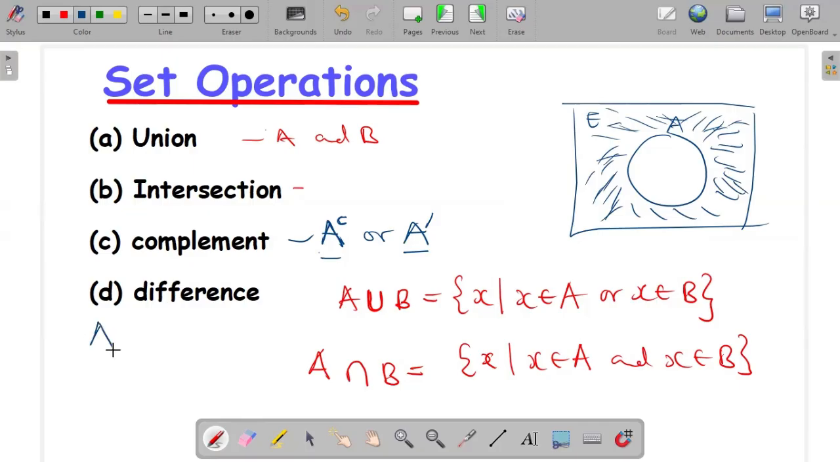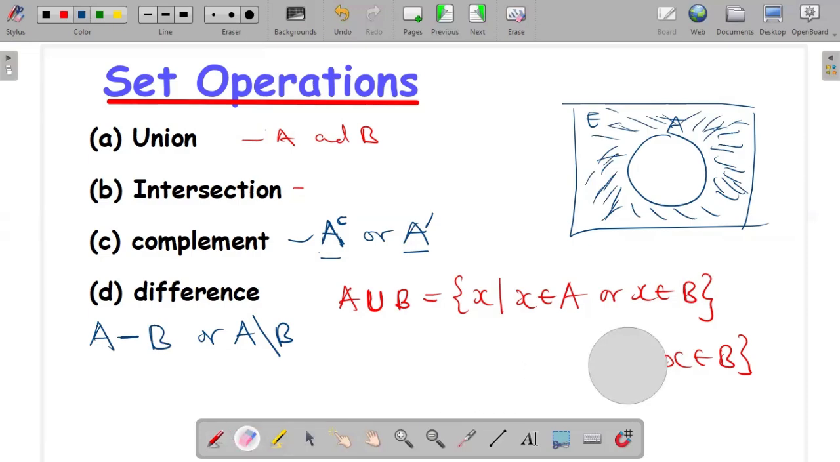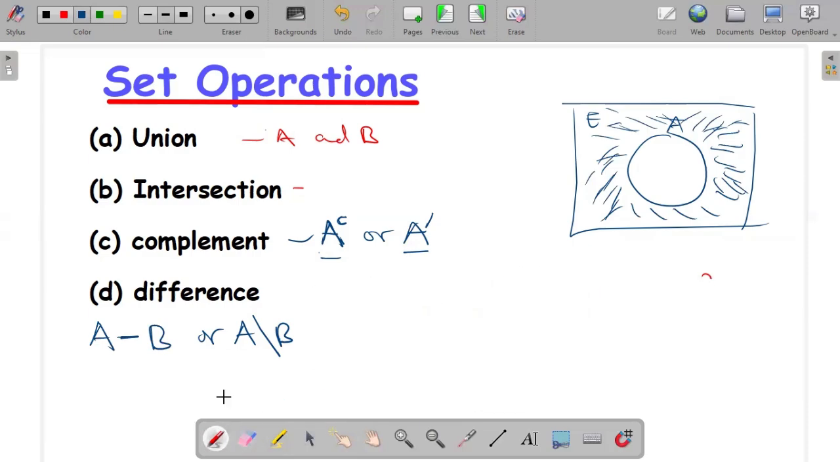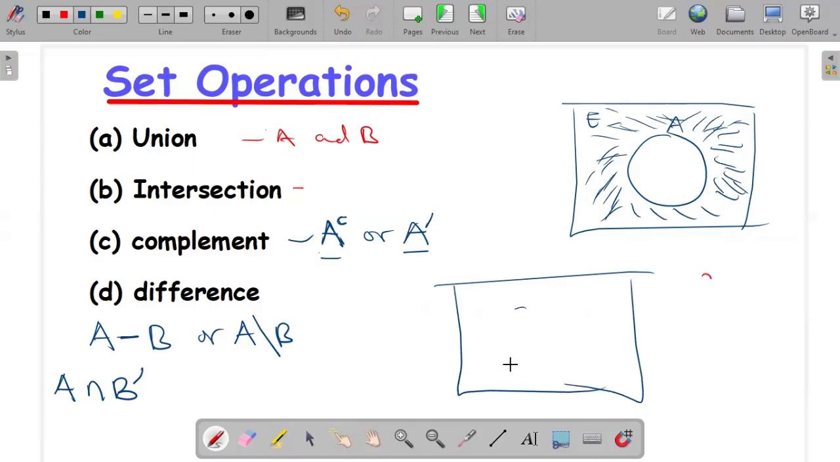Okay, then the next one we are looking at is set difference. So the set difference of A and B, which is written like this, A minus B, or it is written A slash B. This is just set difference. It's not that you're subtracting, but it's a set difference. And this also would be written as A intersect B complement, like that. This is set difference. So what this means, let me draw my Venn diagram here.